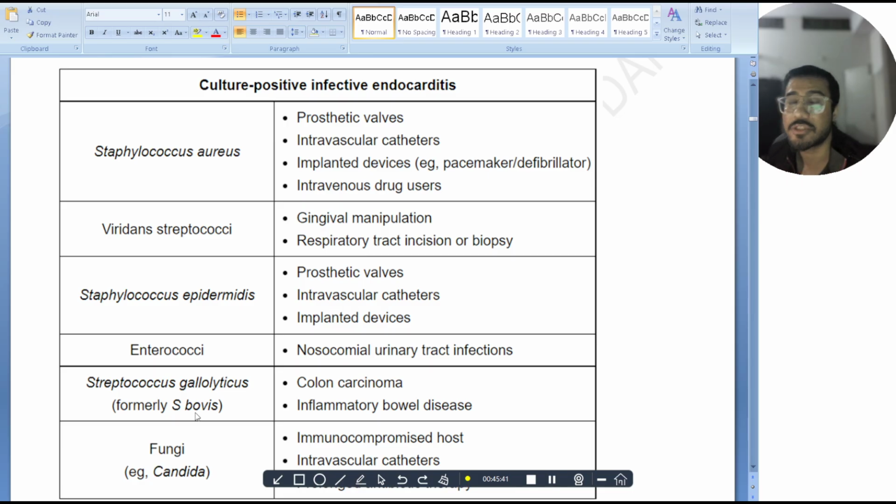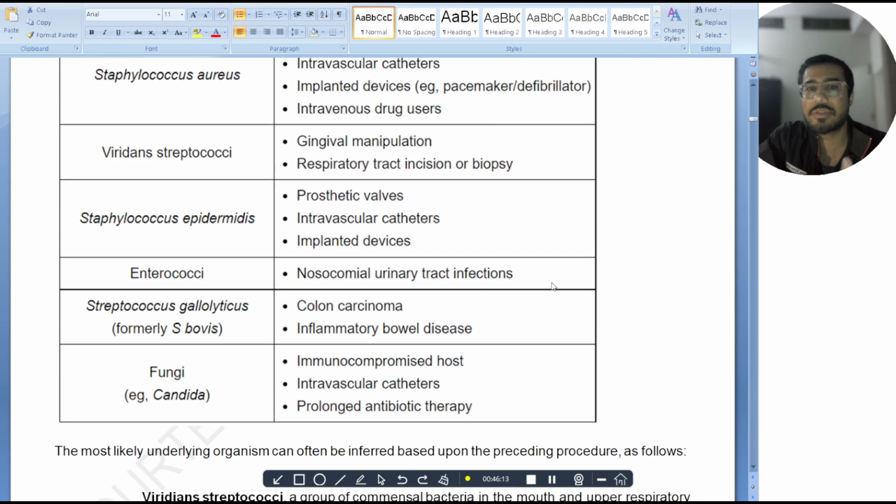The next best step for this patient is going to be a colonoscopy or a lower endoscopy. Why? Because it is highly associated with colon carcinoma and IBD, inflammatory bowel disease. So they go hand in hand. I just explained this question because you're going to face it as well. They're going to give you an IE patient with culture-positive S. bovis and ask what the next best step is. The next best step is colonoscopy, because this organism is associated with colon carcinoma and IBD.